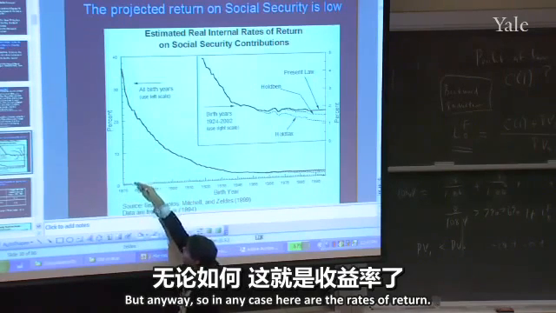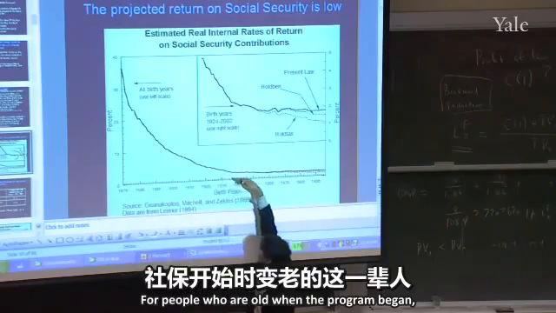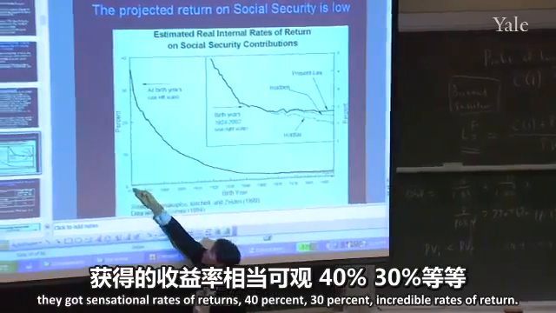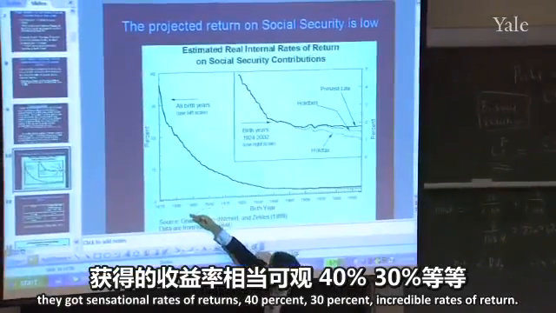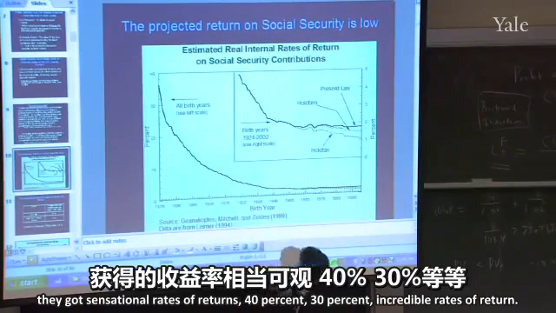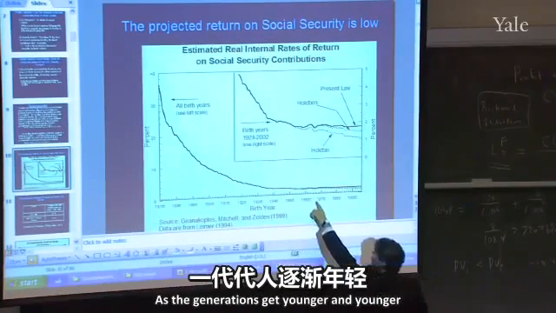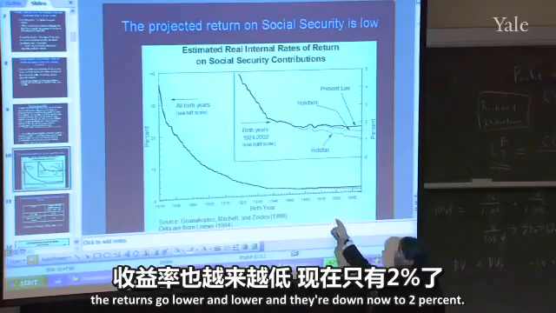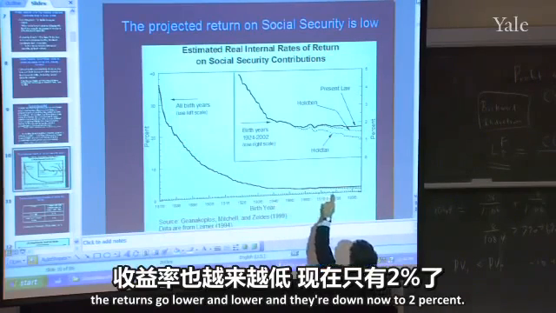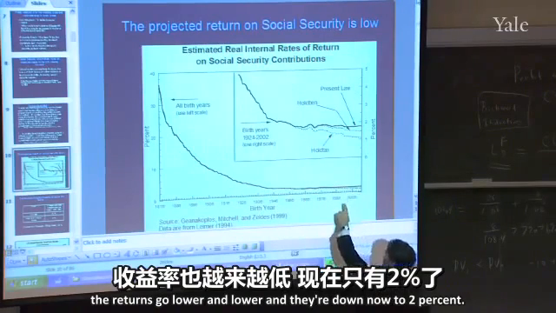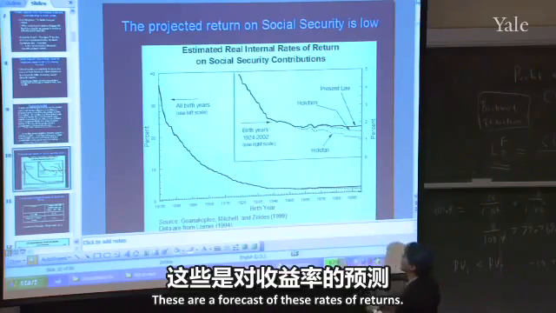here are the rates of return. For people who were old when the program began, they got sensational rates of return, 40%, 30%, incredible rates of return. As the generations get younger and younger, the returns go lower and lower. And they're down now to 2%. These rates of return are forecasted.